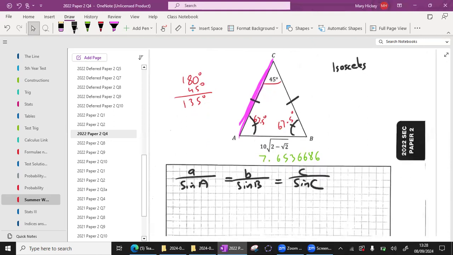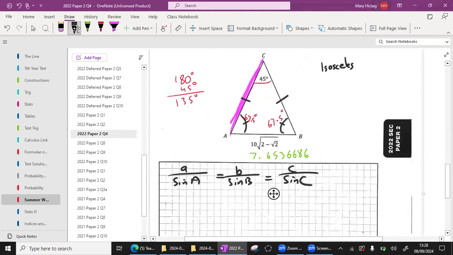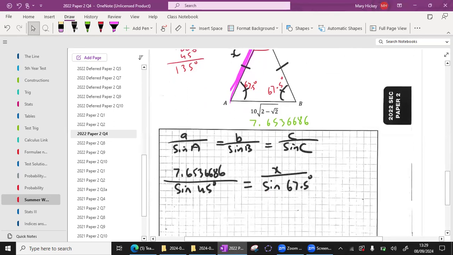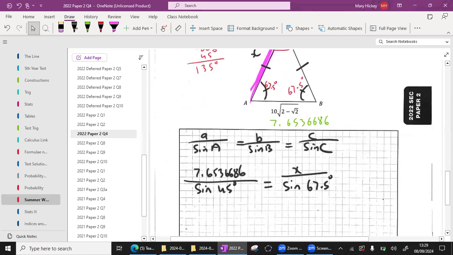Now, the sine rule, however, we only ever use it in two parts. And normally I say, okay, what we do is we pick a side and we divide by the sine of the angle opposite. So if I pick the side 7.6536686, I'll divide by the sine of the angle opposite, which is 45, and then pick any other side. Now, I'll pick this side and call it x. And I'm going to divide by the sine of the angle opposite, which is 67.5 degrees. So I'm good to go ahead with the sine rule.